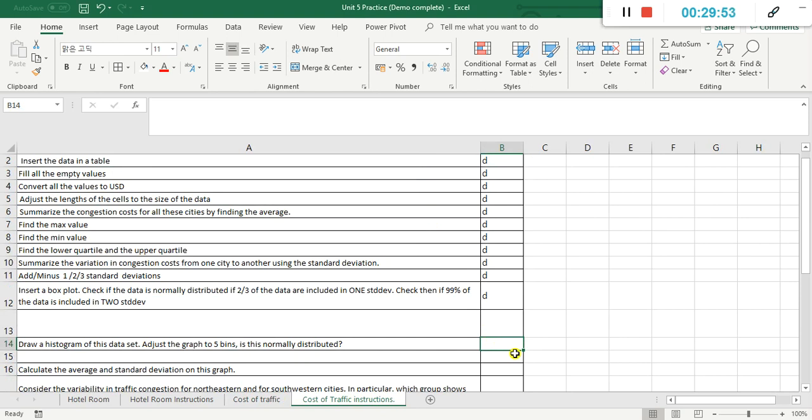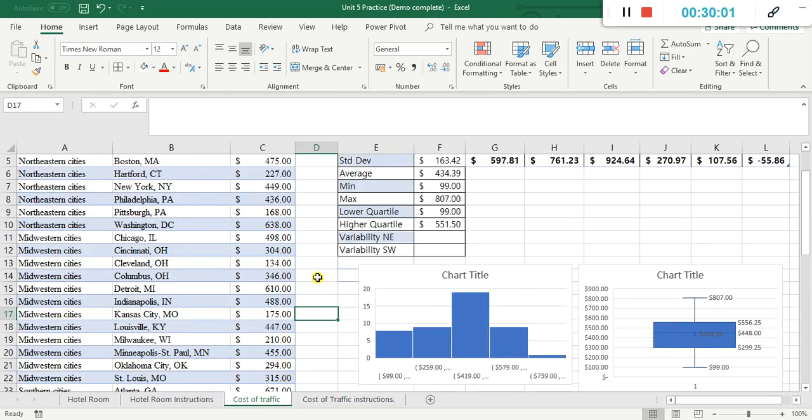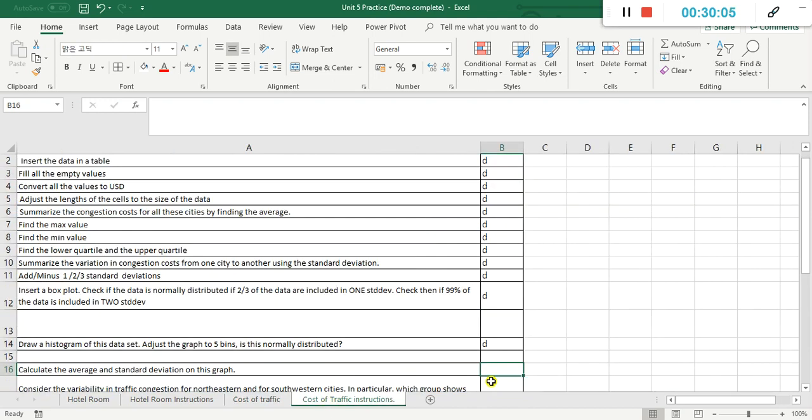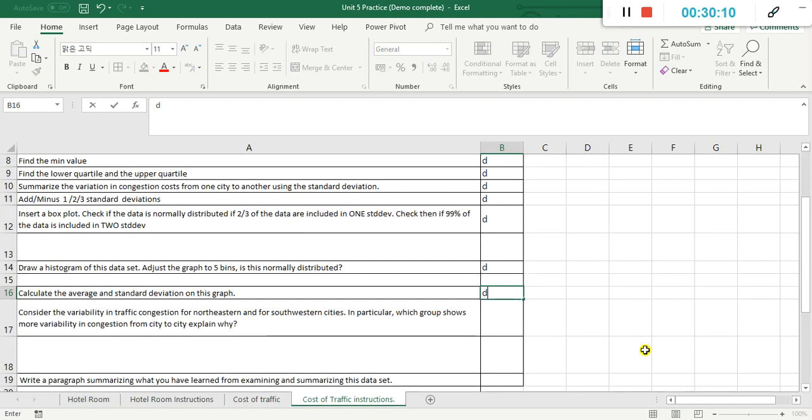So now, is this normally distributed? Yes. I'm not going to write it. Calculate the average and standard deviation on this graph. This one we already have. Sorry, I think I missed that one. Standard deviation and average are already there. That's already done.